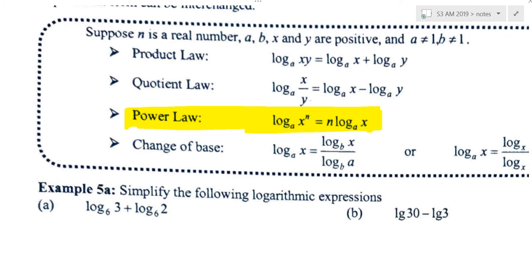Now let's see what the power law says. Power law says log base a of x to the power of n is equal to this. What's the difference between these two? What do you notice? Log base a of x are both there. Only one fella moved. Who is that? The n. What happened to the n? Moved in front of the log. Can follow? So can you write down?